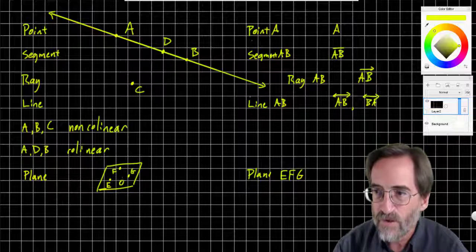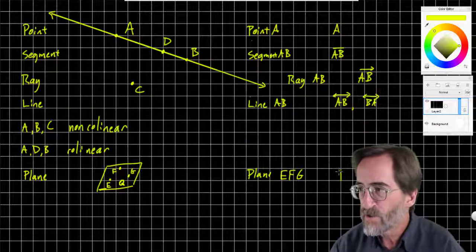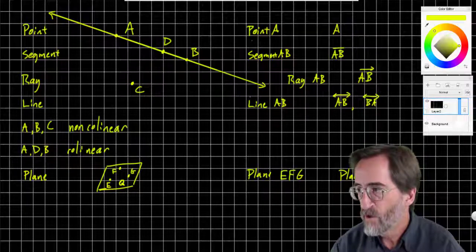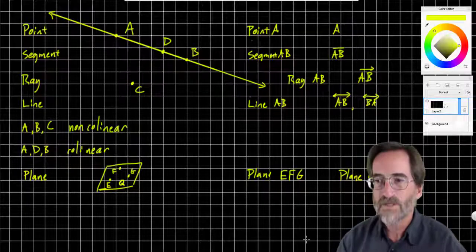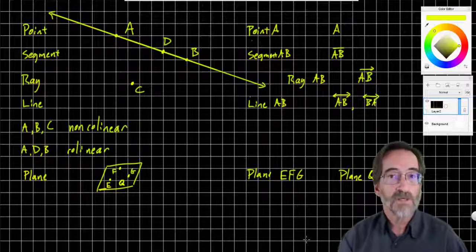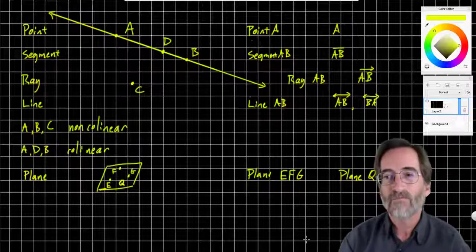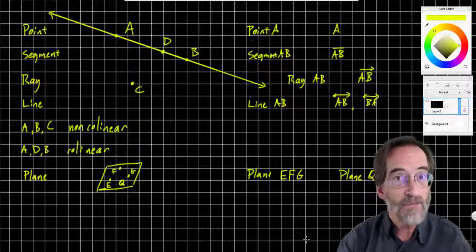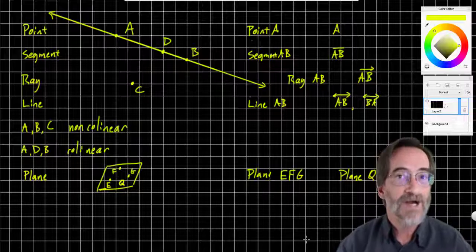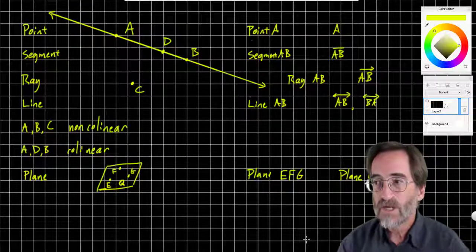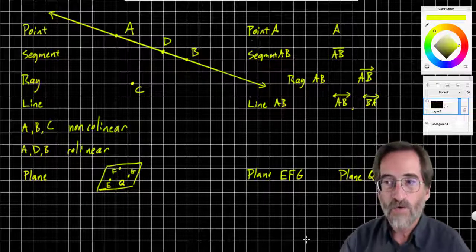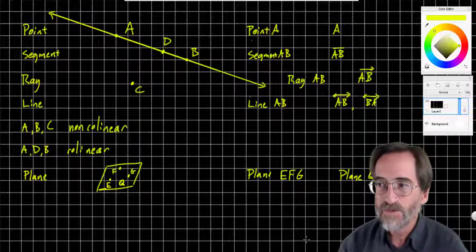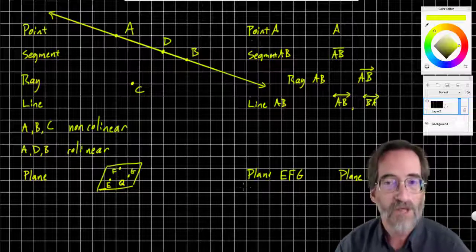Now it is possible for me to put a nice bold letter on here and call it Q. I can also call this plane Q. And you're going to find that alternate representation. But note that Q is not a point on the plane, but it is actually a label identifying the entire plane. So plane EFG or plane Q are valid representations. And there are no symbols for plane. You just write the word.